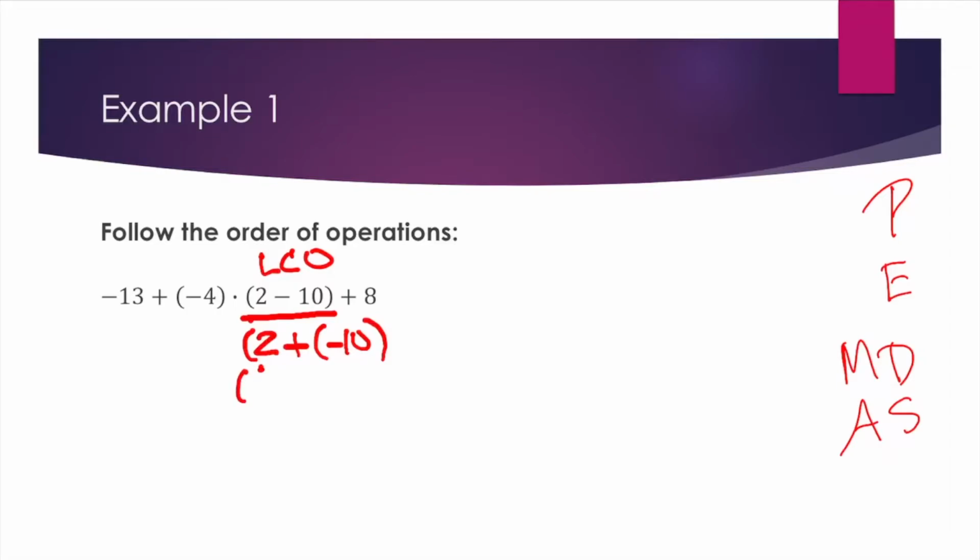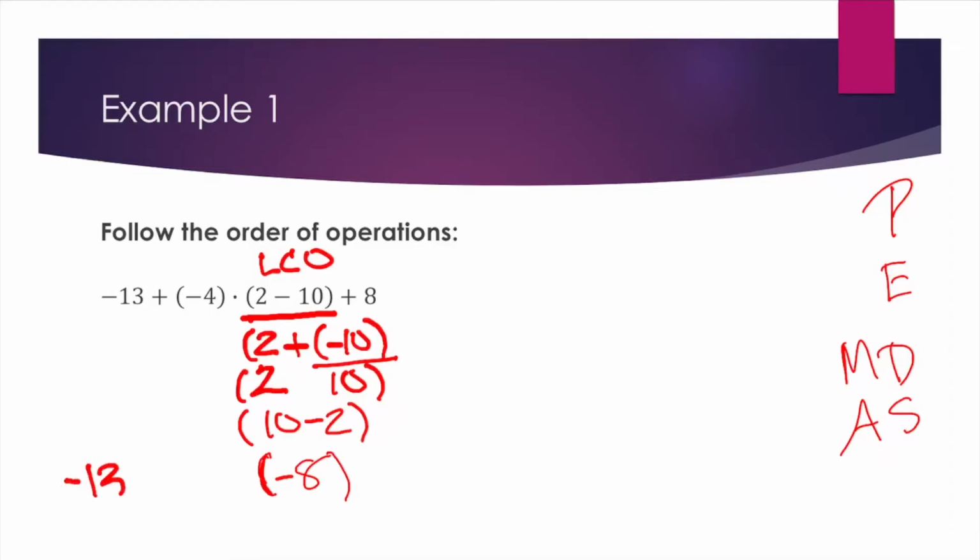So we find the absolute value of 2 is 2, the absolute value of 10 is 10, and I have to subtract them. 10 minus 2. Well, here that means that it's 8, and the number with the higher absolute value is negative, so it's negative 8. So after I get done with that, I bring down everything else. Negative 13 plus negative 4 times negative 8 plus 8.